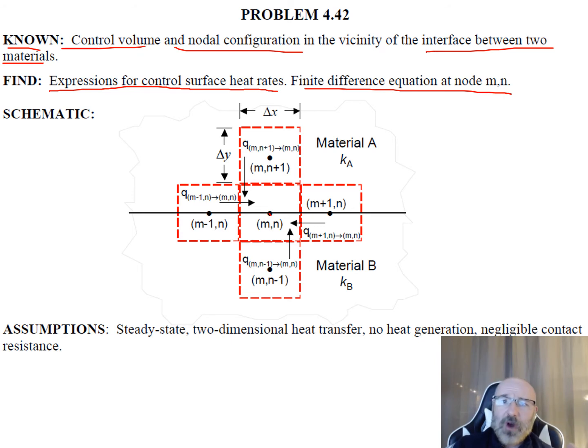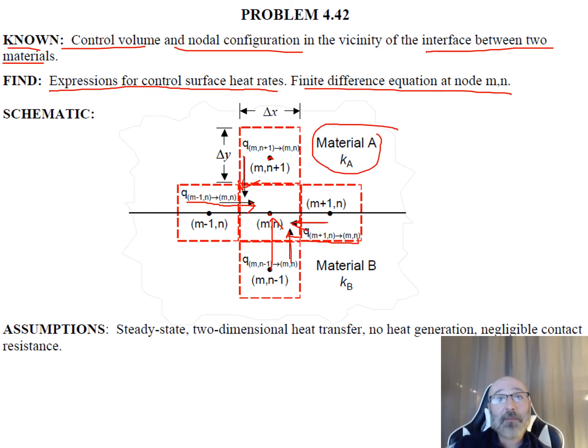So let's redraw this out with our heat rate equations for each one of these nodes. We have our Q of Mn plus 1 going into the center, and our Q of Mn minus 1 going into the center, with an arrow there. Now we have our Q of M plus 1n going to the center, with our arrow coming in. And there's our Q of M minus 1n going into the center, so that is our arrow going in.